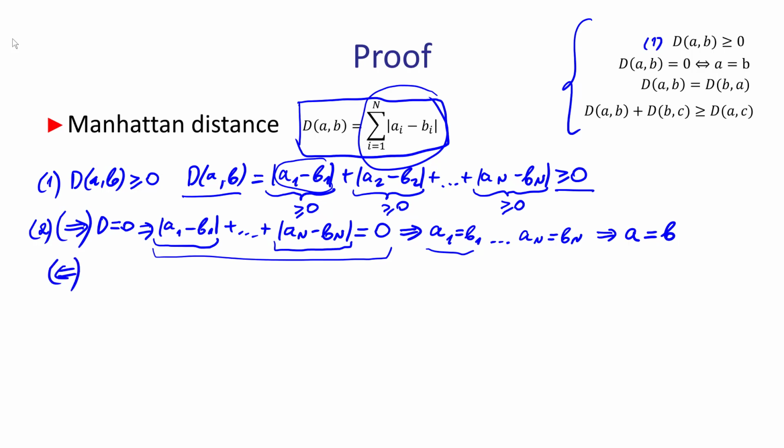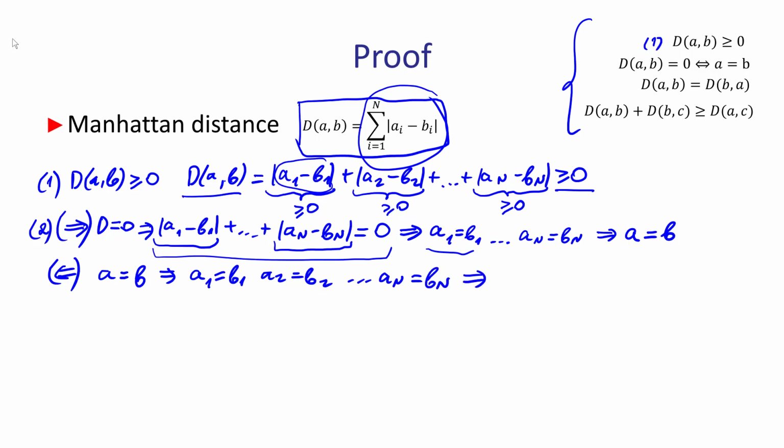Now, the other direction. So how do we prove that? A equals B, this is what is given, and we want to prove that the distance will be 0. If a equals b, this means that a1 equals b1, a2 equals b2, and so on, an equals bn.